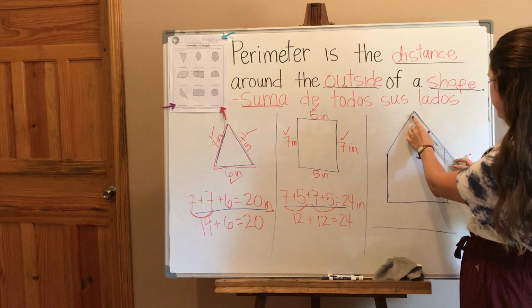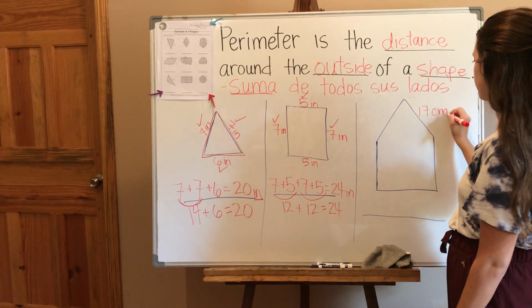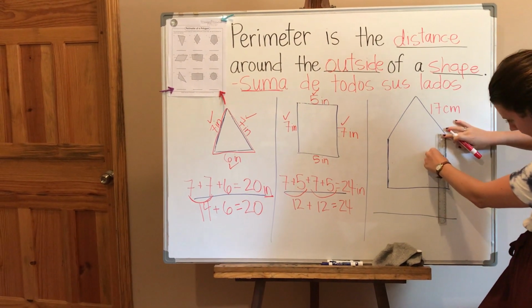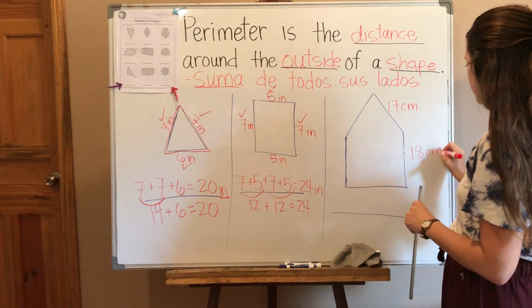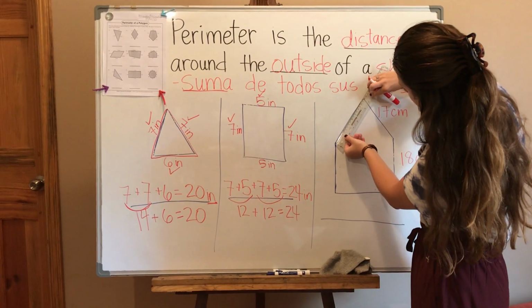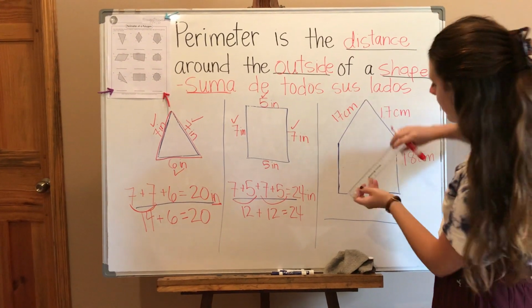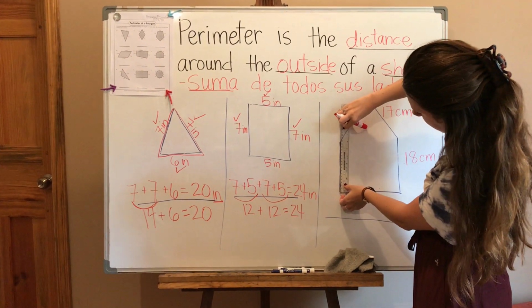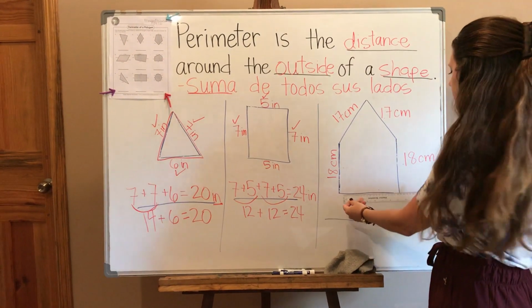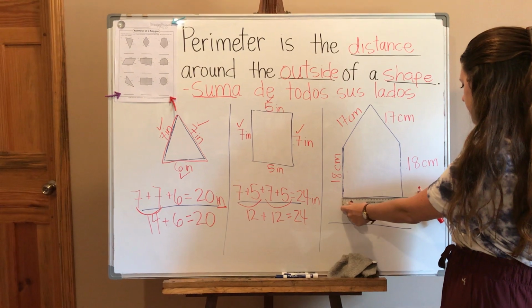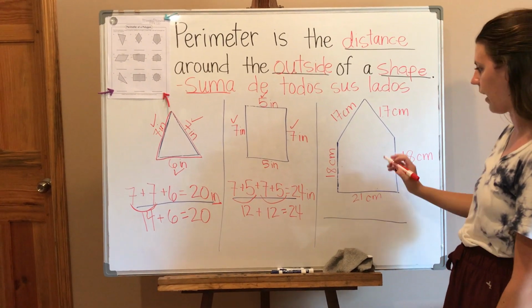So if I line up the 0, this side goes to 17 centimeters. Right here, lining up at the start, 18 centimeters. Over here, also 17 centimeters. This side should be about the same, 18 centimeters. And on the bottom, 21. Okay, this is going to be a big, big math sentence.